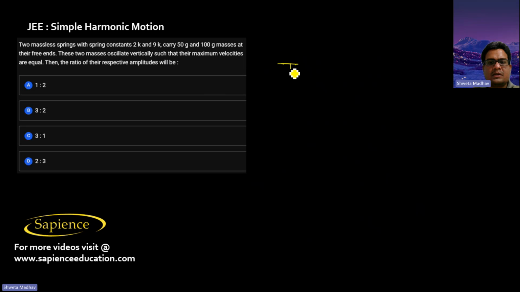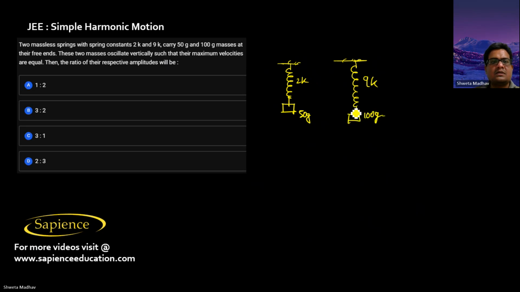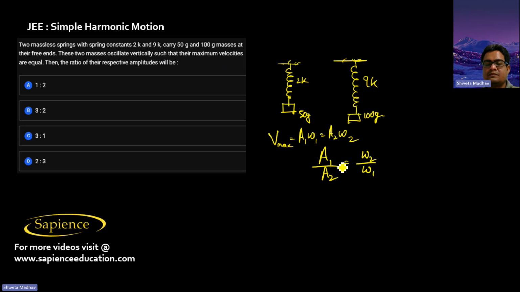The two masses oscillate vertically. So here the mass is 50 gram and the spring constant is 2K. Here the spring constant is 9K, and the mass attached is 100 gram. The two masses oscillate vertically such that their maximum velocities are equal. So V max is the same. That is, A1 omega 1 will be equal to A2 omega 2. And the ratio of their amplitudes, A1 by A2, will be equal to omega 2 by omega 1.